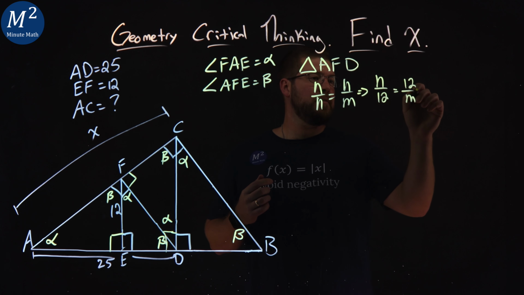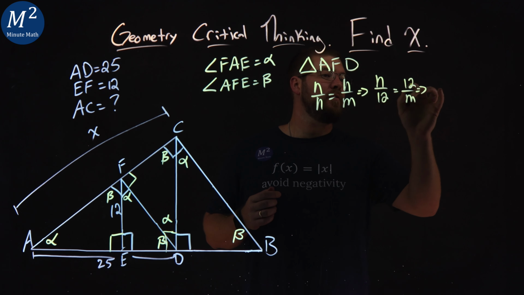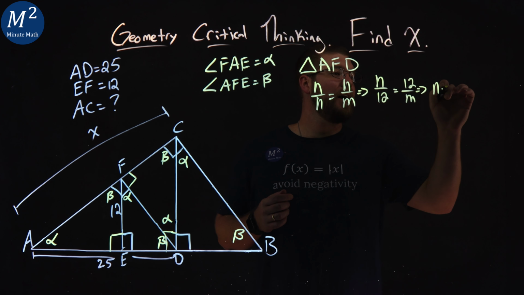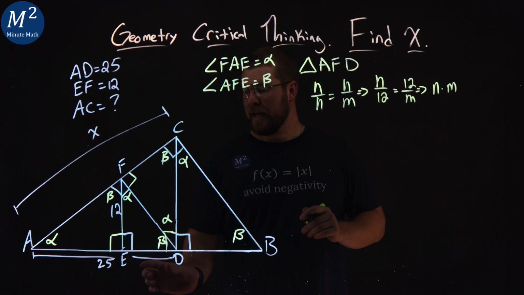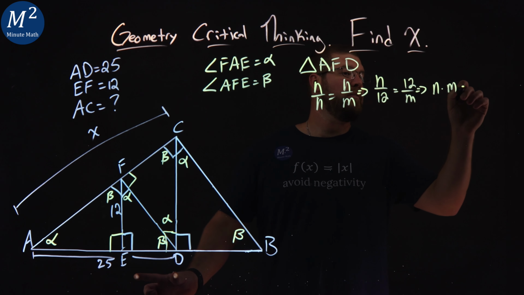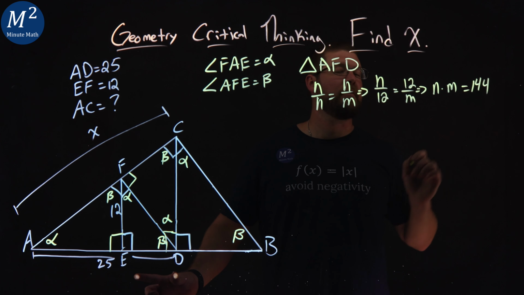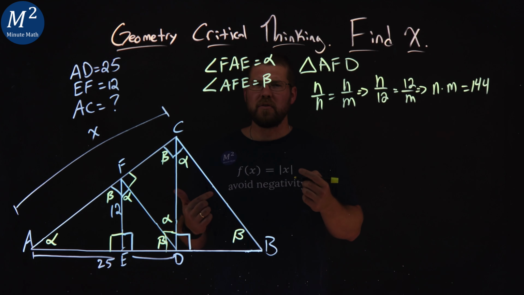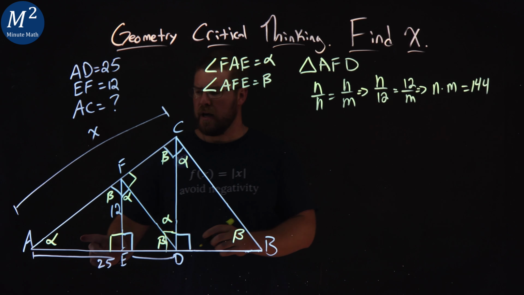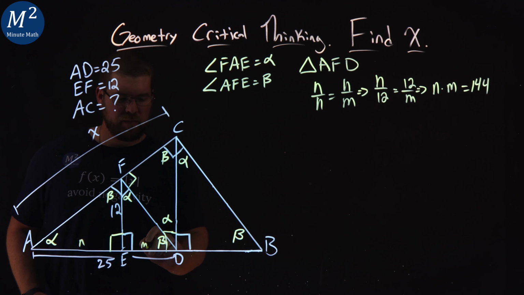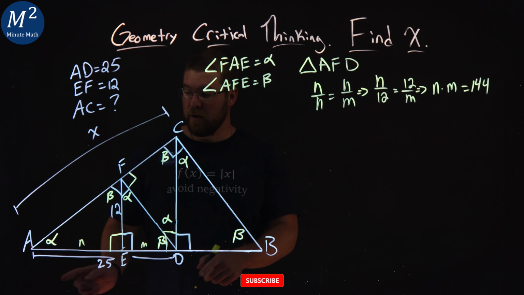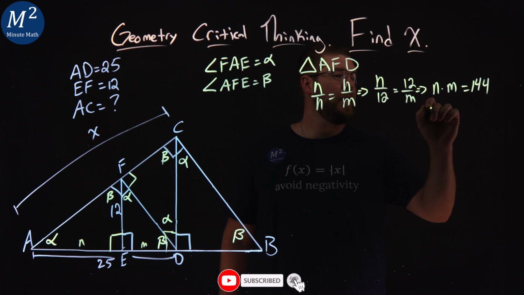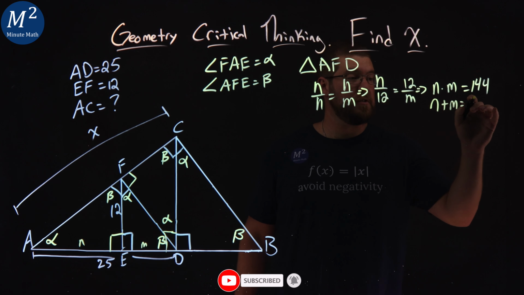Meaning to us here that 12 times 12 is 144, that N times M, the two lengths here, is equal to 144. We also have a second equation here. Again, like I said, this is N and M right there, that if we add them together, we get a length of 25. So N plus M is equal to 25.